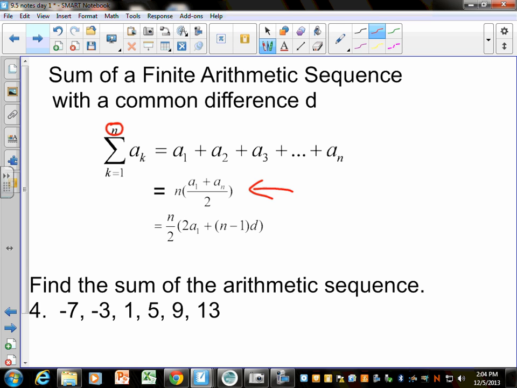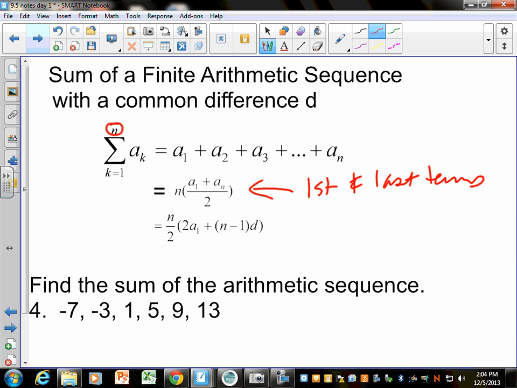So on your test, I always give a problem that makes you add up the first 100 terms, and there's always someone that sits there with the calculator and adds up the first 100 terms, but you should just use this formula, right? So this is if you know the first and last terms.